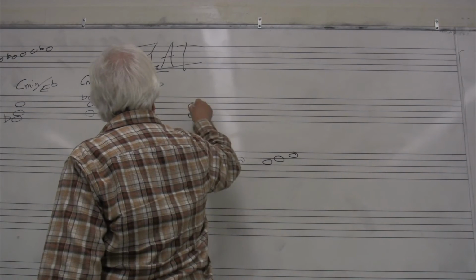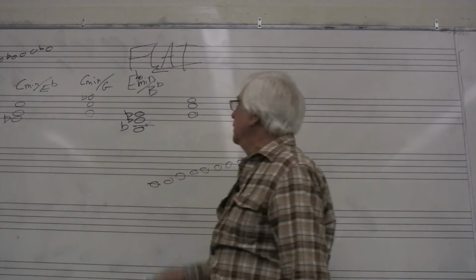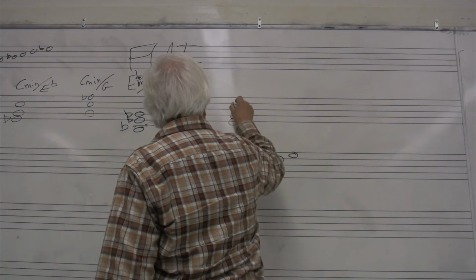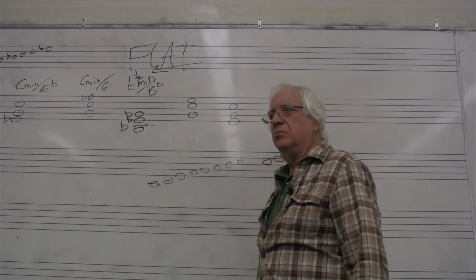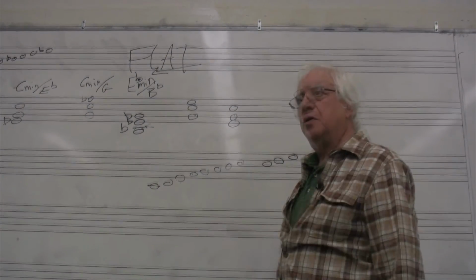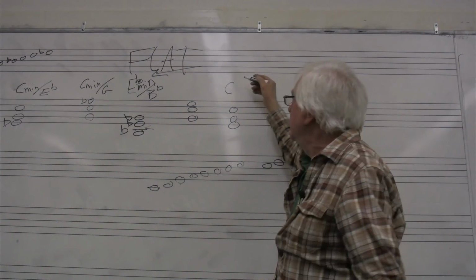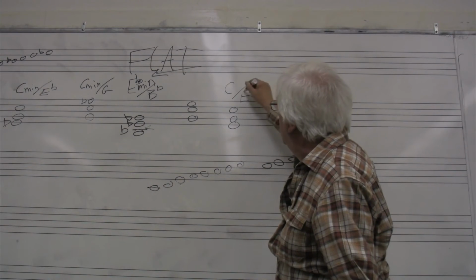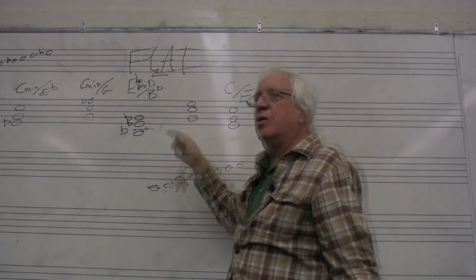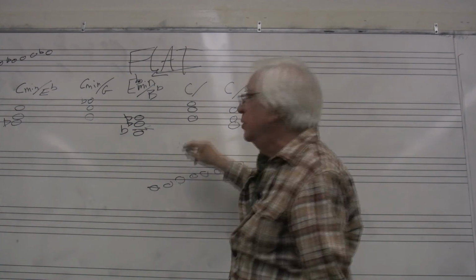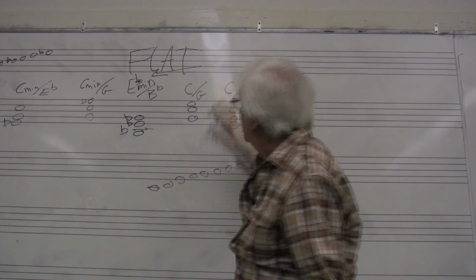Here we go. Gap's on the bottom. Let's put the gap on top. What's the root? C up there. C. And what's the lowest note? It would be that E. What's the root here? It's the C. And what's the lowest note? The G.